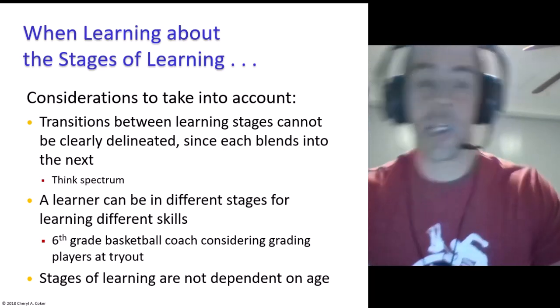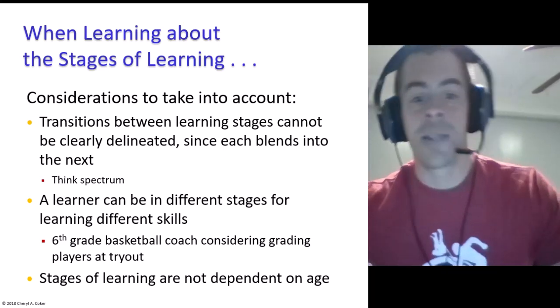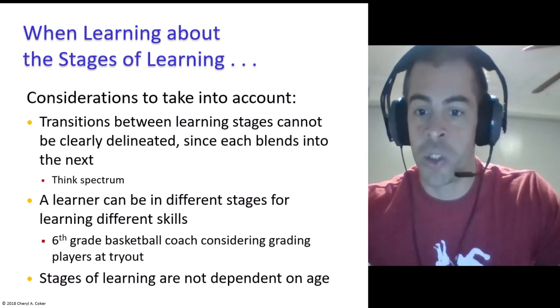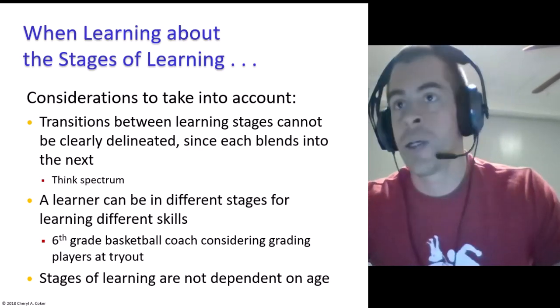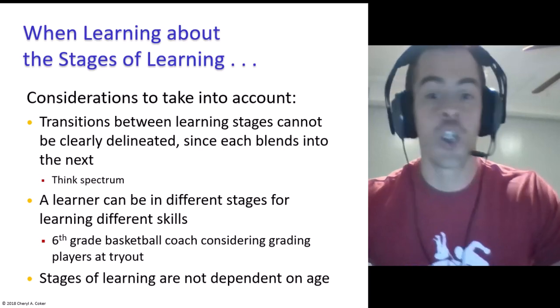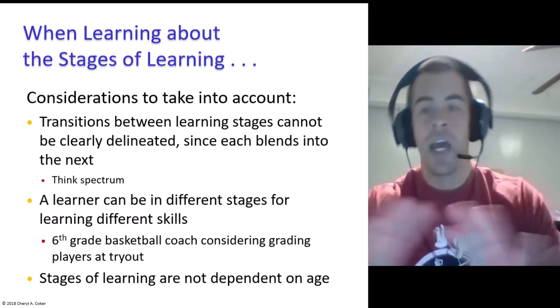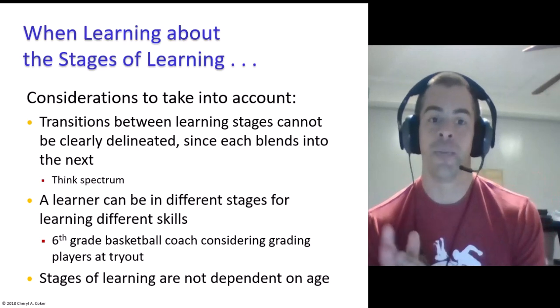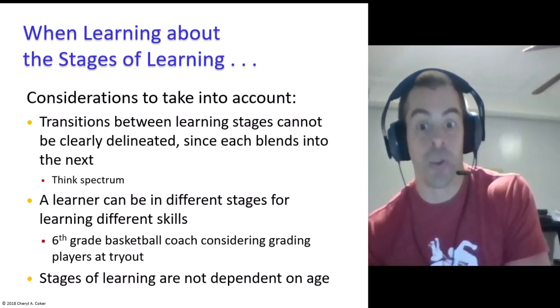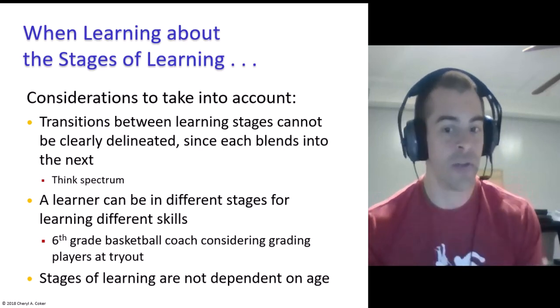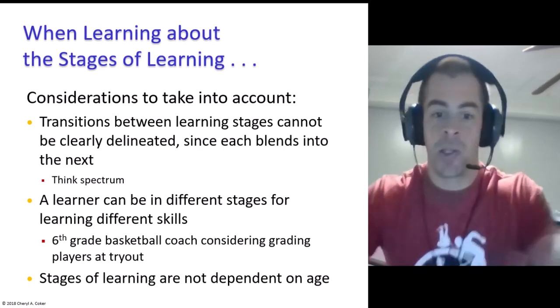So then imagine in a practical setting, as a 6th grade basketball coach, you're trying to essentially have a tryout and you're putting out essentially grades for certain skills. If you just have this global grading system of like dribbling, well, one person might be really good with the right hand, but what about the left hand, right? So you've got to consider these things.